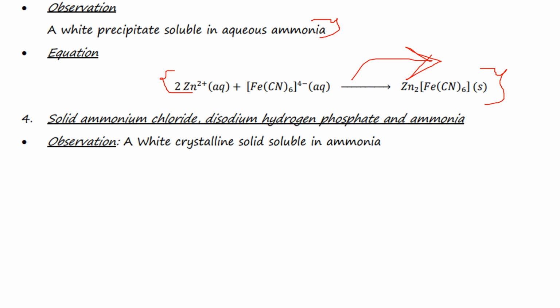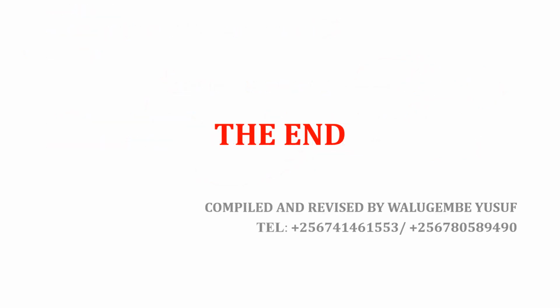Now the other confirmatory reagent that can confirm zinc, but not specifically, is going to be addition of solid ammonium chloride to that test solution, followed by disodium hydrogen phosphate and ammonia solution. And the observation is going to be a white crystalline solid which is going to be soluble in ammonia. Or someone can say a white precipitate which is soluble in the ammonia solution. Now this brings us to the end of this video, or to the end of the transition metal elements.